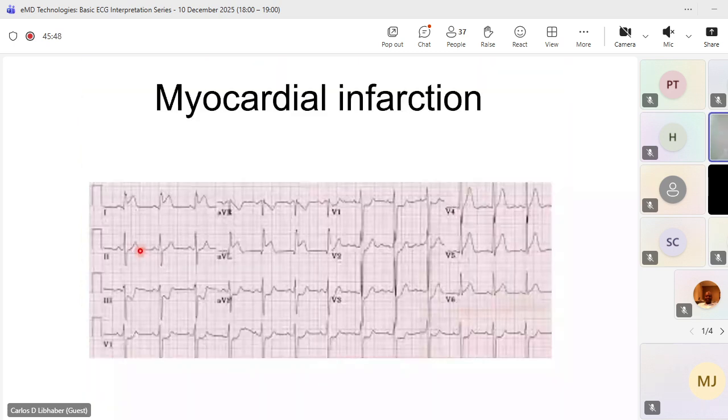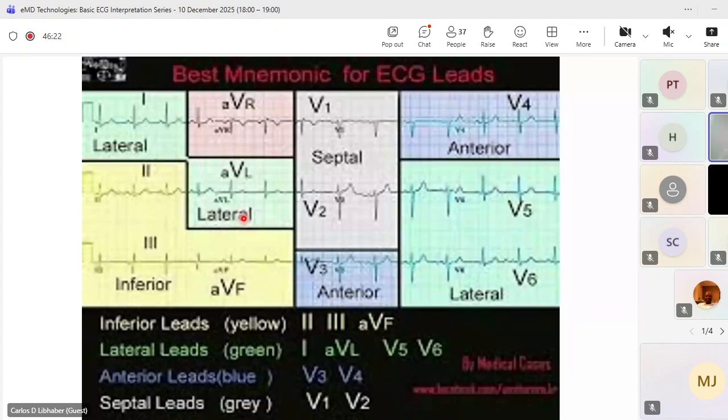Again, where do we see ST elevation? In lead 1, AVL, mainly lead 1 and AVL, and V5. Lead 1 and AVL, lateral leads.